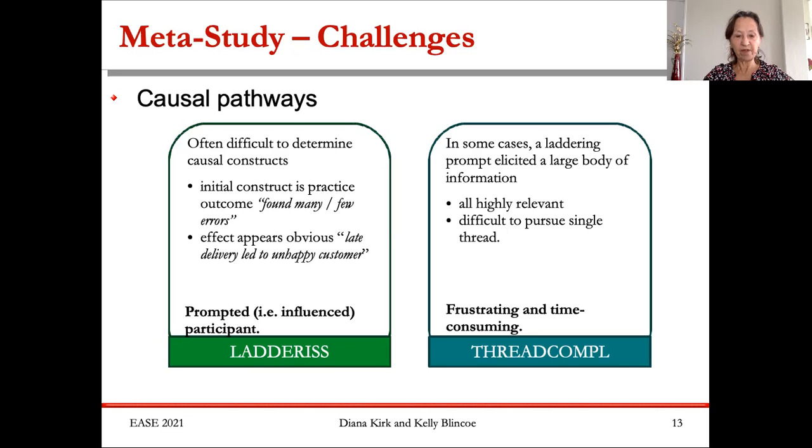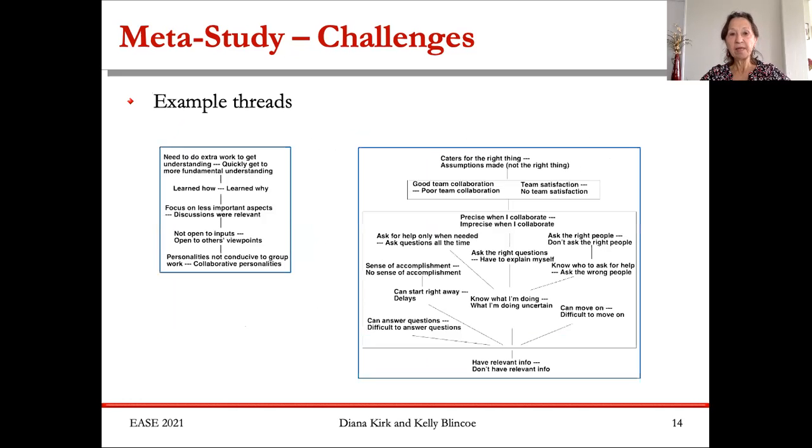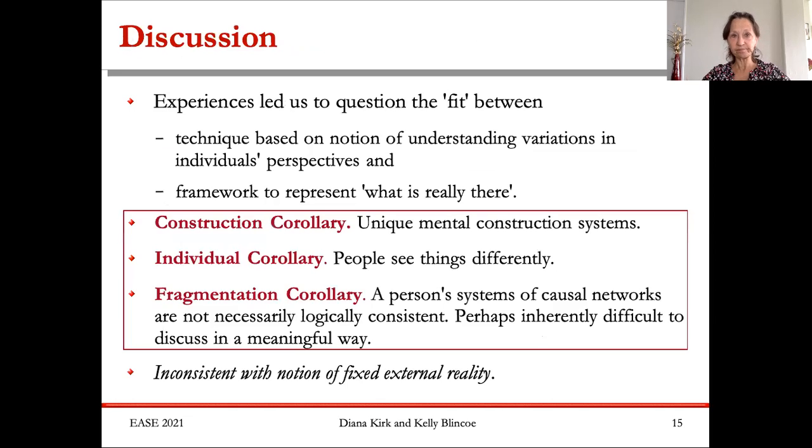In some cases, they were very straightforward. In others, there was a whole lot of information, all that was relevant, and it was extremely difficult to pursue a single thread. And of course, this was quite frustrating and time-consuming. An example of this: the thread on the left is a very straightforward thread that was easy to elicit. On the right, you can see that there was much information in that large rectangle. These ideas all seemed to be related in the person's mind, and it was difficult to tease out individual lines of cause and effect.